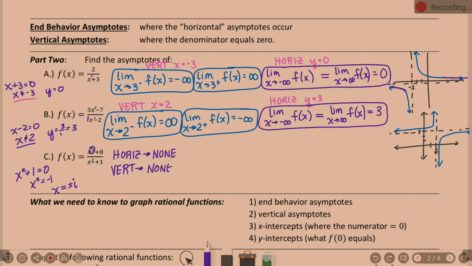And guys, think about it this way. Give me a number that makes my denominator equal to 0, a real number. Can x squared plus 1 ever equal 0? No, because x squared is always going to be 0 or positive, and then you add 1, you're going to have a positive. That denominator can never equal 0. So there's no horizontal, no vertical.